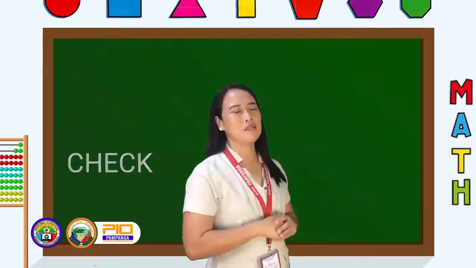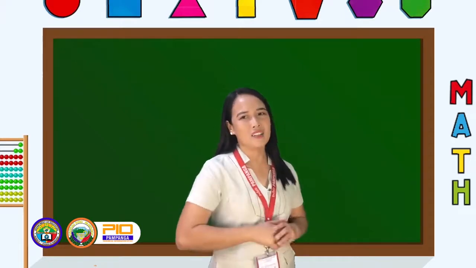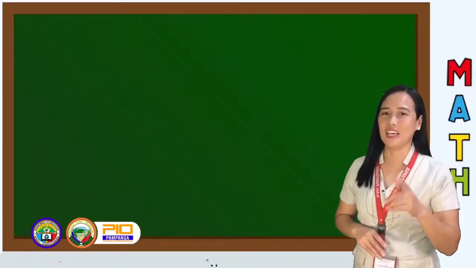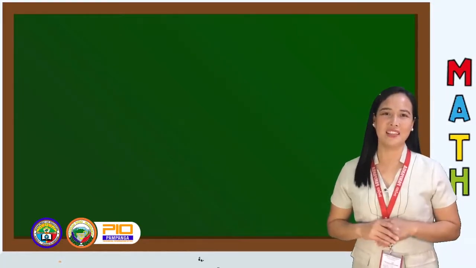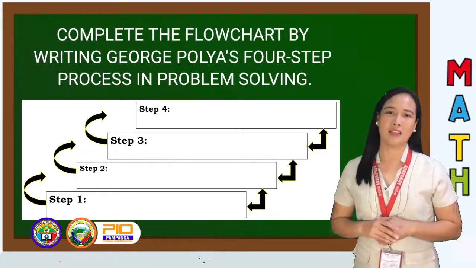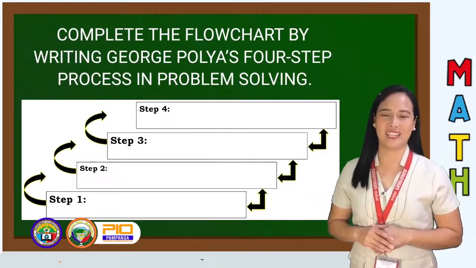With the problem solving skills you have shown in different activities, I know you can answer all the given activities. Now kids, it's time for you to answer. Let's see if you really understood our lesson. Complete the flowchart by writing George Polya's 4-step process in problem solving.